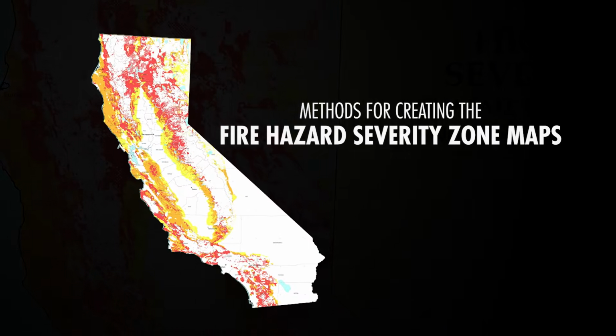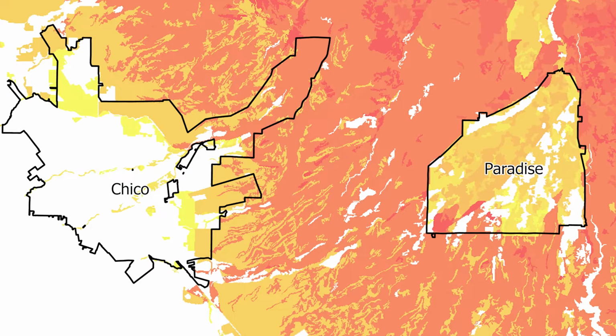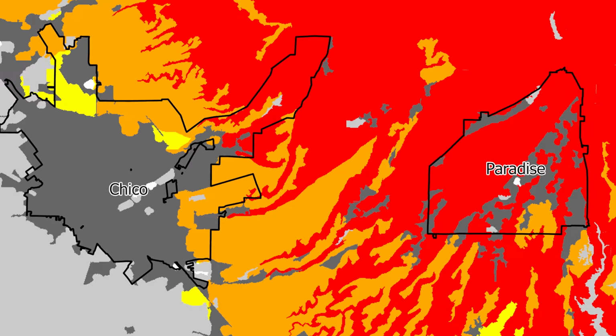Fire Hazard Severity Zone maps are built to describe relative wildland and urban interface fire hazard potential over the long term for all areas of the state. The zones reflect areas that have similar burn probabilities and fire behavior characteristics and are split into three classes: moderate, high, and very high.